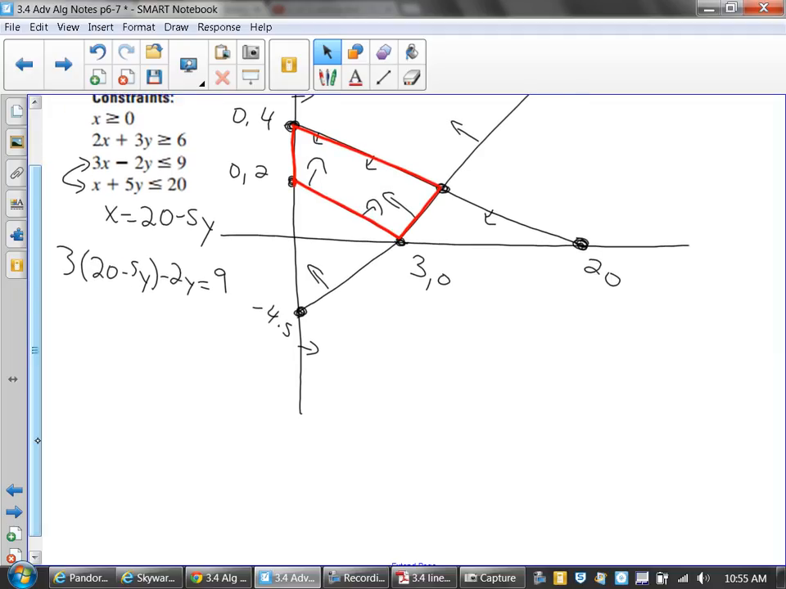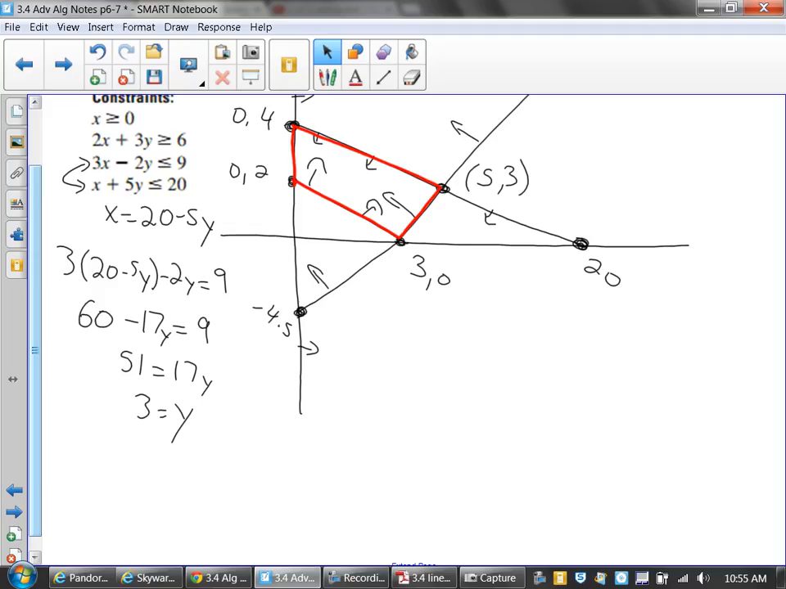60 minus 15y minus 2y, minus 17y, is 9. 51 is 17y. y is 3. Okay. So the y value of this ordered pair is 3. In order to figure out what the x value is, I just resubstitute in. I know that 20 minus 5 times 3 is 5. And there's my ordered pair.